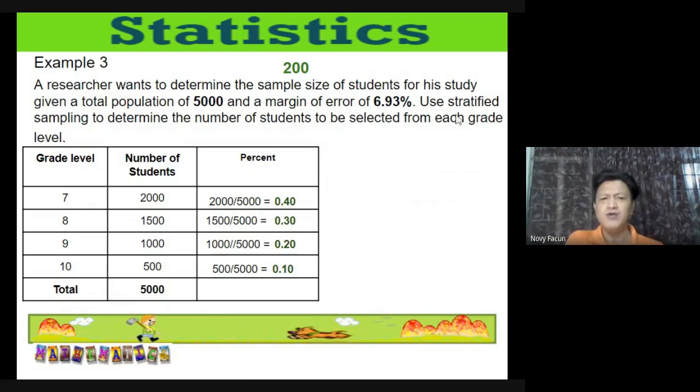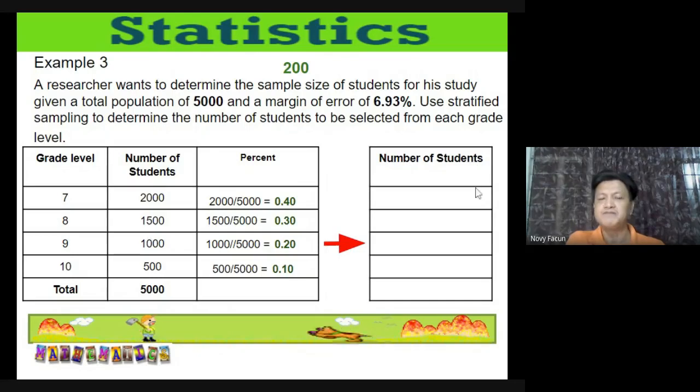So, paano natin malalaman yung masi-select natin sa bawat grade level na yan gamit yung kanilang percent? With that, we are going to get the number of students. I-multiply lang natin yung percent doon sa sample size na gusto natin, yun yung 200. Kaya 0.40 multiply by 200, that is 80. Ibig sabihin sa grade 7, kukuha lang ako ng 80 na magre-represent doon sa grade 7. Kasi di ba ito is strata, nagrupo sila by 4 strata or group.